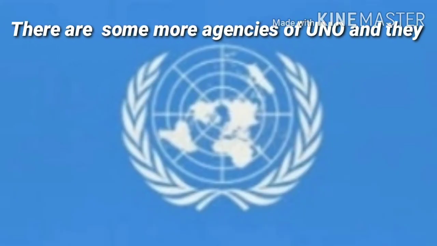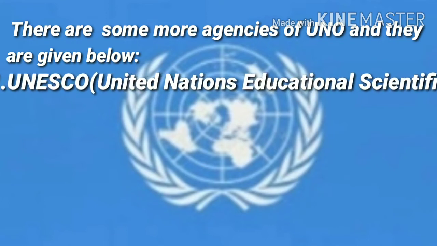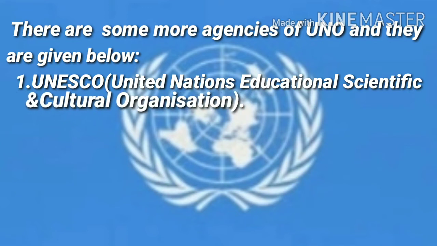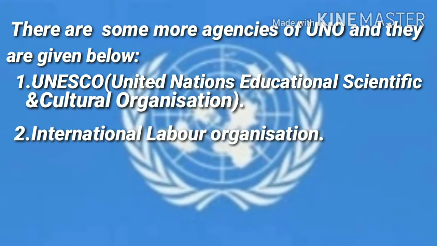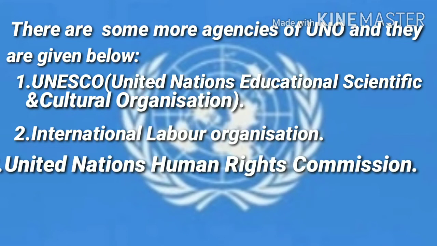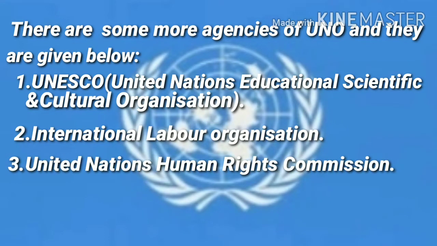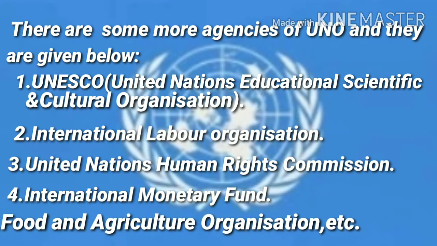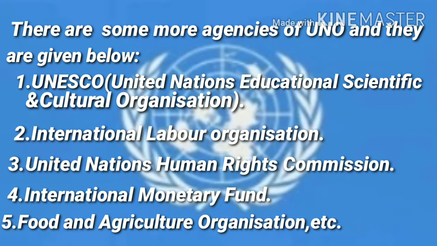So, there are some more agencies of UNO and they are given below. Number 1, UNESCO, United Nations Educational, Scientific and Cultural Organization. Number 2, International Labour Organization. Number 3, United Nations Human Rights Commission. Number 4, International Monetary Fund. Number 5, Food and Agriculture Organization, etc.